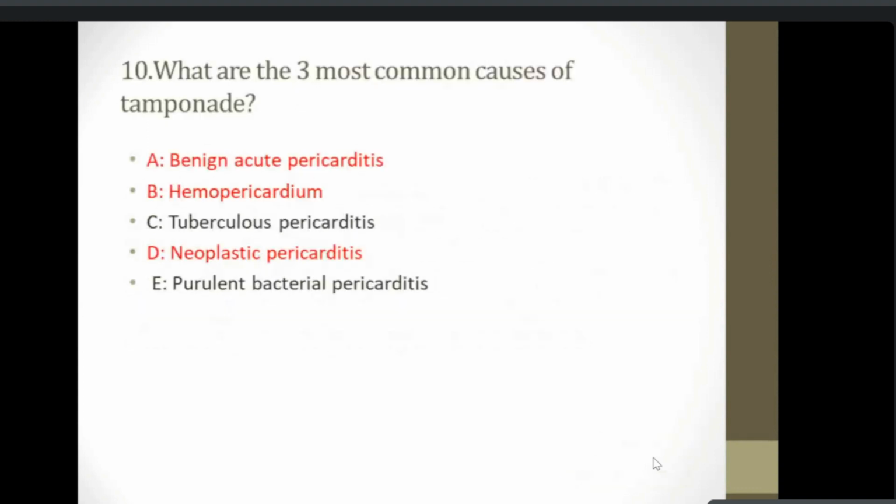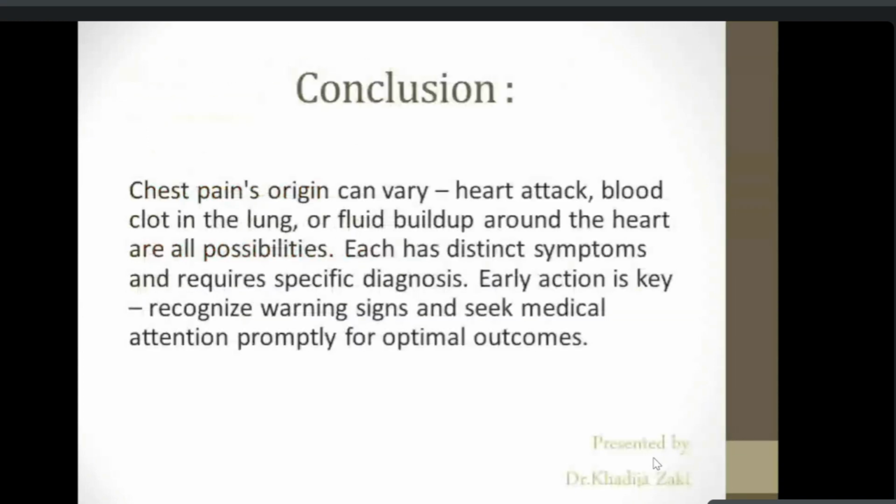Yes, as I said, it's the last question. So in conclusion, the chest pain's origin can vary. A heart attack, blood clot in the lung, or fluid buildup around the heart are all possibilities. Each has distinct symptoms and requires specific diagnosis. Early action is key. Recognize warning signs and seek medical attention promptly for optimal outcome.